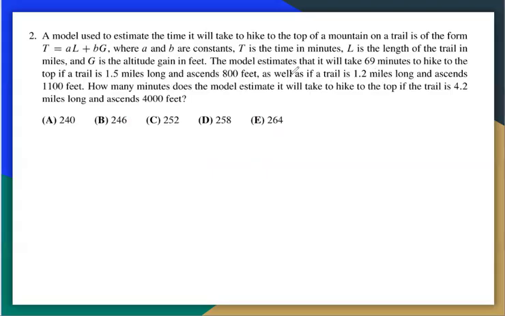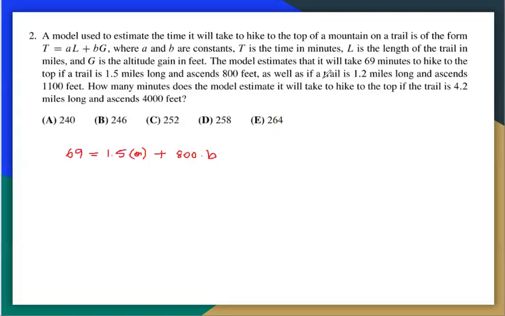So we have 69 minutes, and minutes is just T. So I'm going to write 69 equals A times L, and L was the length, which we are told is 1.5 miles. So that should be 1.5 times A. And then G is the altitude in feet, so that's 800. So that should be plus 800 B. So that's the first equation.